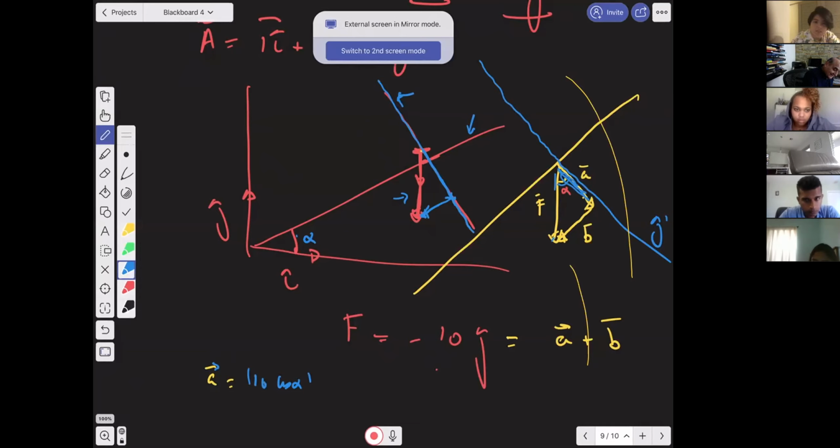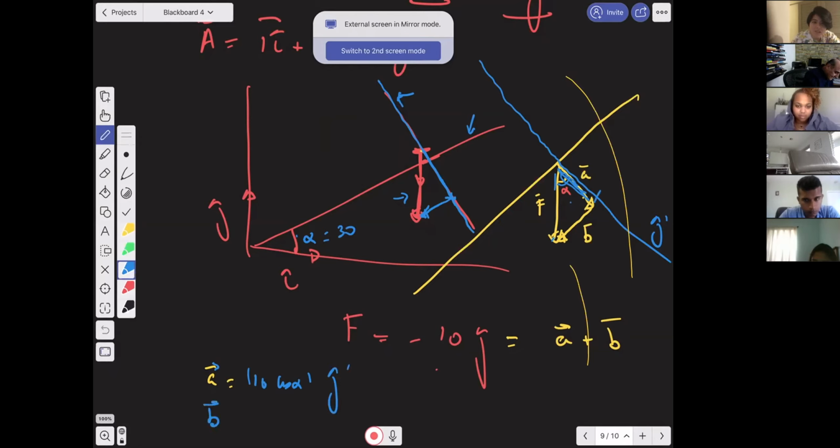Correct? Okay, but we don't know the value of alpha yet, though, right? Well, let's say 30 degrees. 10 cosine of 30 is 8.6. Whatever is in the J prime direction, because I chose the J prime direction to be like this.